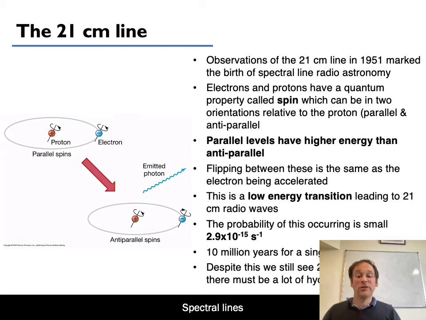However, because we have so much hydrogen in the universe, it's the most abundant element, as I've already said, and there are a lot of hydrogen atoms even in the Milky Way galaxy, we actually detect the 21 centimeter line quite regularly. In fact, it was detected very early on in radio astronomy in 1951. This was the birth of spectral line radio astronomy. It was the first transition detected, and it's been very important ever since for many different applications of science, both in the interstellar medium and in galaxies in the distant universe.